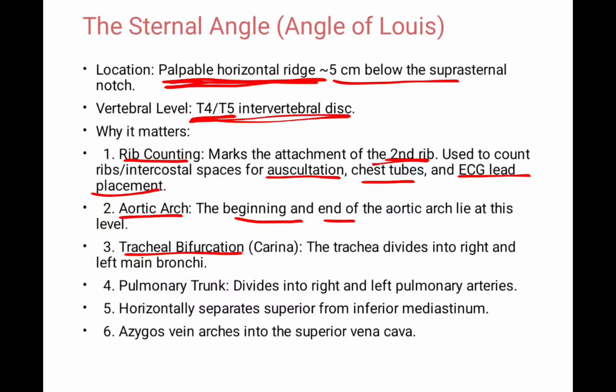The tracheal bifurcation is another important point. The trachea divides into the right and left main bronchi at the sternal angle of Louis. The pulmonary trunk divides into the right and left pulmonary arteries at this point, and it horizontally separates the superior from the inferior mediastinum. The sternal angle of Louis is a point that marks an imaginary line.